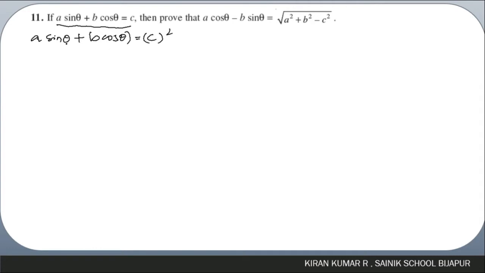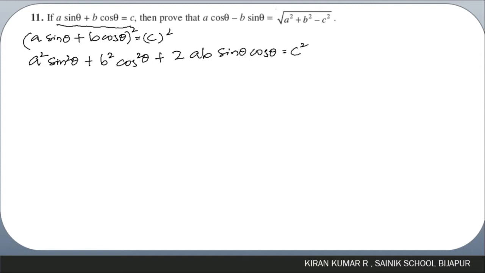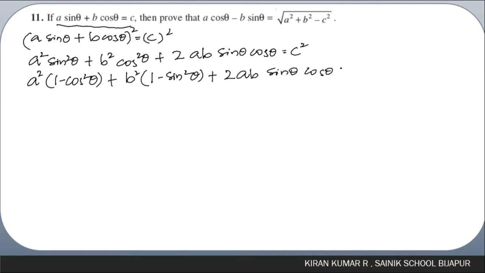I'll square it. So I'll make use of the identity. It becomes a square sin square theta plus b square cos square theta plus 2 times ab sin theta cos theta equal to c square. Now I'll convert this sine square theta in terms of cos theta and cos square theta in terms of sine theta. What do I get? I'll be getting a square multiplied to (1 minus cos square theta) plus b square multiplied to (1 minus sine square theta) plus 2 times ab sin theta cos theta equal to c square.